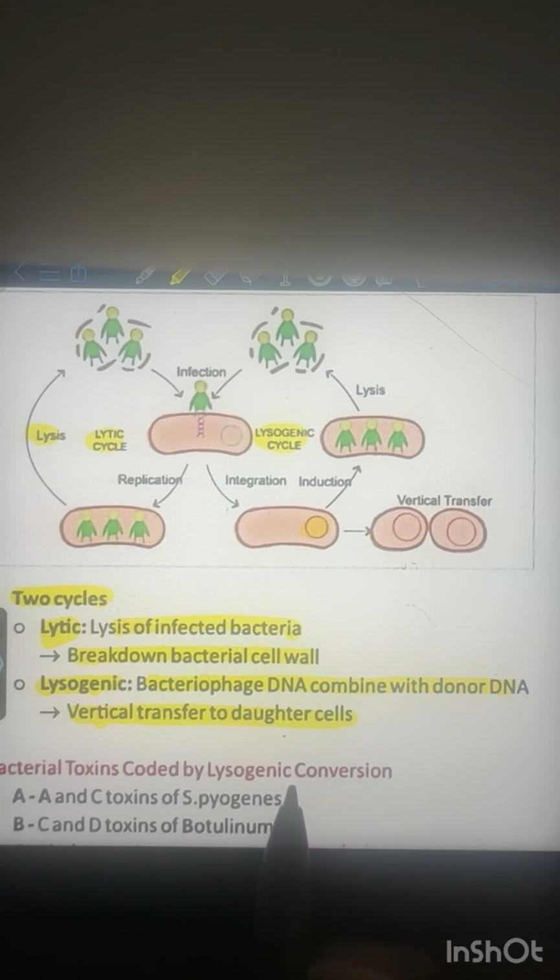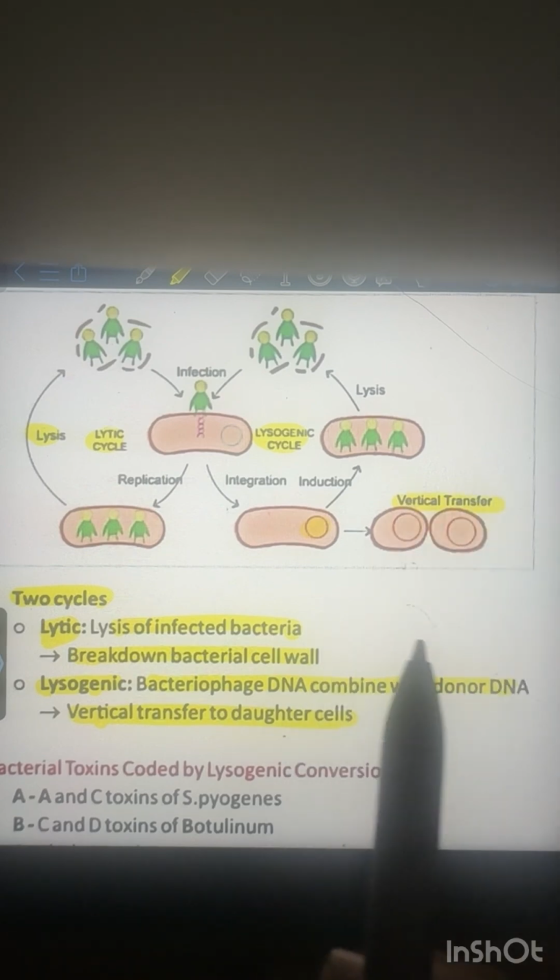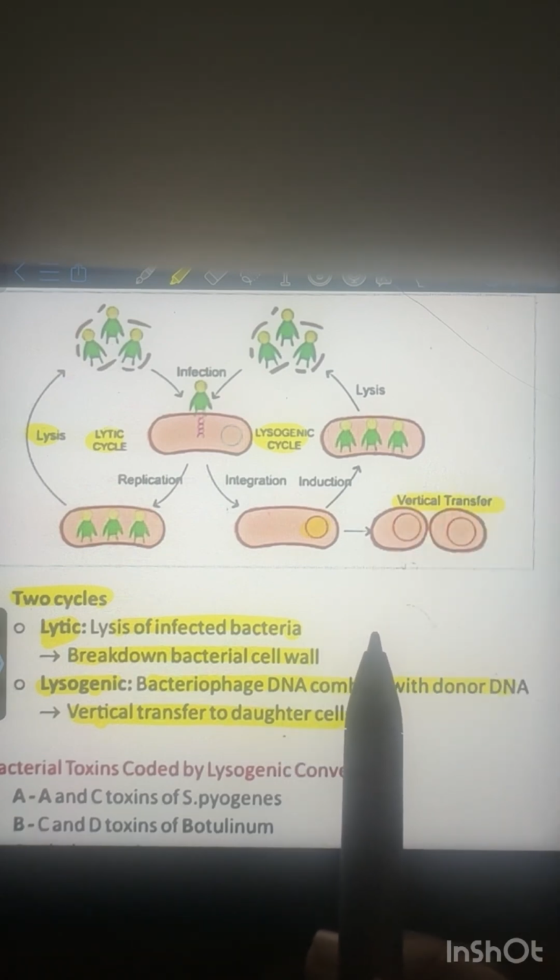Lysogenic conversion. Why am I teaching you this story? Because I had to end on a positive note. Else you would have told me, ma'am has taught us that every relationship has a breakup. No, I'm telling you that some relationships are successful also. That is lysogenic conversion. But why am I teaching you this?